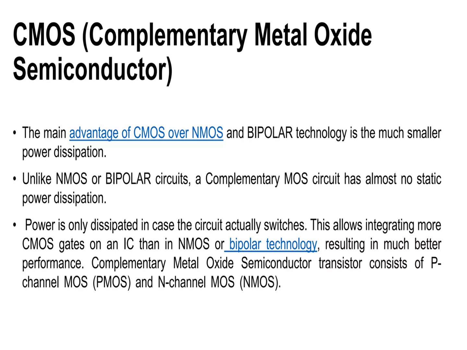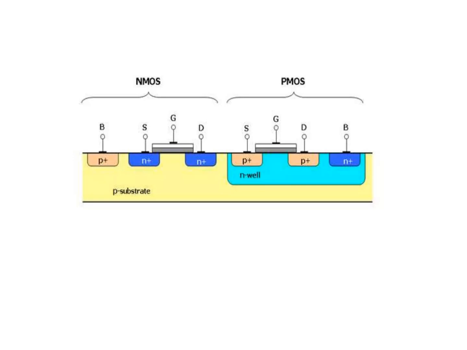A complementary metal oxide semiconductor transistor consists of a P-channel MOS, PMOS, and an N-channel MOS, NMOS. So this is the diagrammatic representation of a combined NMOS and PMOS CMOS, which has a substrate and also a source, gate, and drain along with a body. If the body is a p-type substrate, then the source and drain would be of n-type material, and vice versa in the case of PMOS.